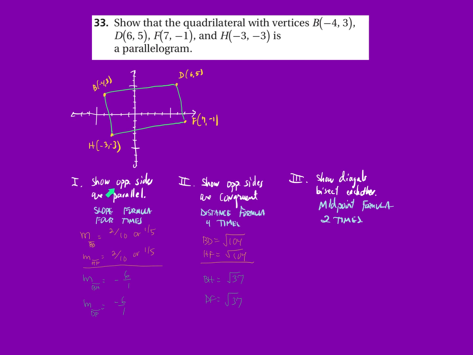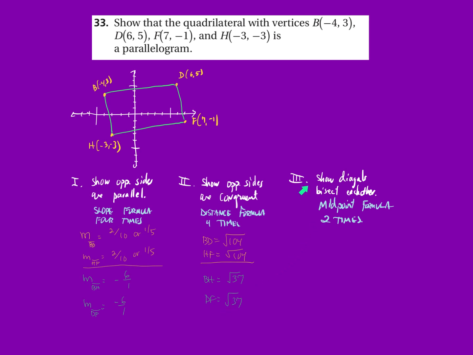So if you show opposite sides are parallel, then the top and bottom slopes are the same, and the left side and right side's slopes are the same. That would prove that the quadrilateral was a parallelogram. Done. But you may have chosen to instead show that opposite sides were congruent. That will also prove that it's a parallelogram. Using the distance formula, the top and bottom side are the same, the square root of 104, and the left and right side's lengths are the same, at root 37.